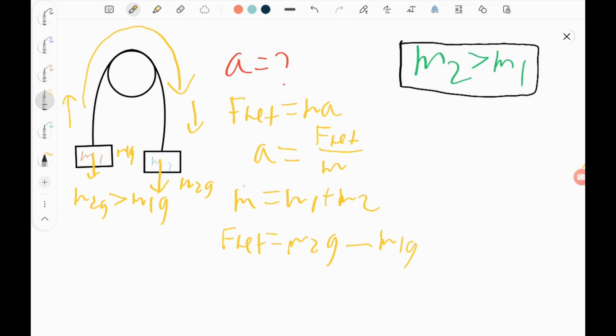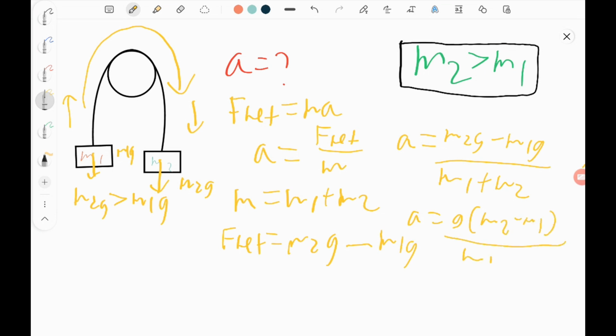So putting these both back into our equation, we get that A is equal to F net, which is M2G minus M1G, divided by the total mass M1 plus M2. Or we can also say A is equal to, we can pull out a G here, G times M2 minus M1 over M1 plus M2. So if you're in a rush, then we're done. We have our acceleration here. But like I said before, this is not an ideal method to solve the problem. So let's analyze each block individually and figure out what forces act on each one.